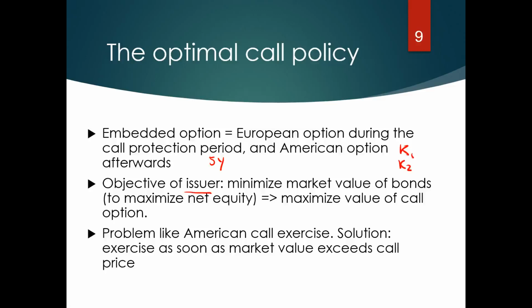What's the objective of the issuer? His objective is to minimize the market value of the bonds. He wants to pay the least possible for the bonds, so he wants to maximize the value of the call option. How does he do that? Well, he treats his options like American calls, and then he exercises the option as soon as the market value of the bond exceeds the call price.